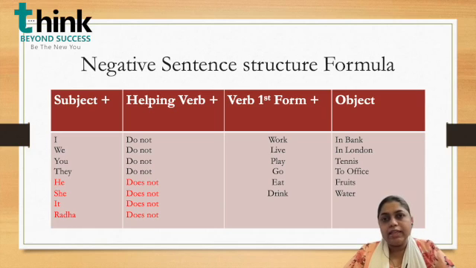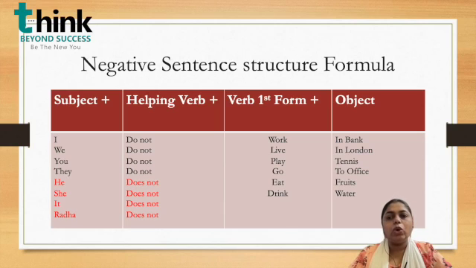Let's understand with the help of a chart. Our subject is I, we, you, they, he, she, it, Radha, anything. The helping verb depends on the subject. If our subject is plural, that is I, we, you, they, the helping verb is do not. When our subject is singular, that is he, she, it, the helping verb is does not, plus base form of verb plus object.